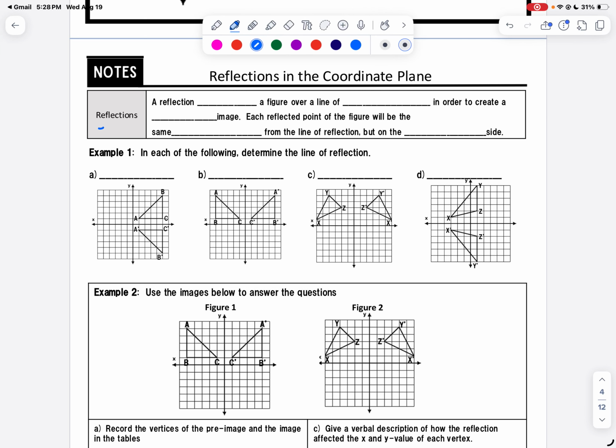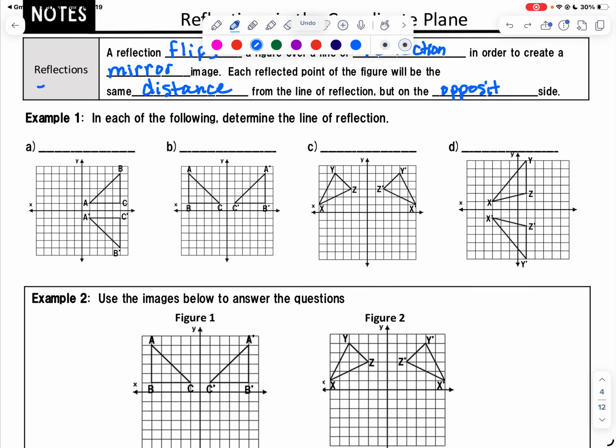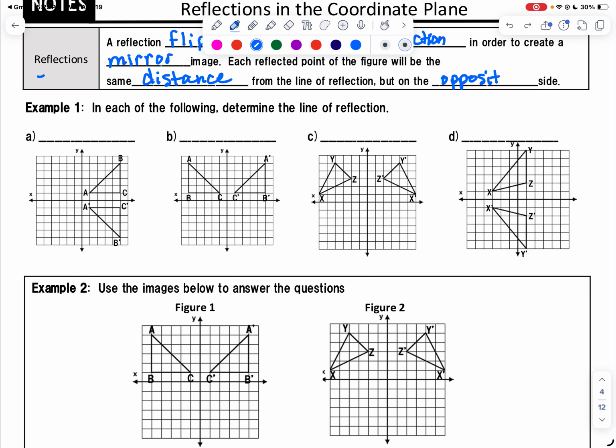In today's lesson, we will be exploring reflections in the coordinate plane. But first, let's review our definition. A reflection flips a figure over a line of reflection in order to create a mirror image. Each reflected point of the figure will be the same distance from the line of reflection, but on the opposite side. So in example 1, it says, in each of the following, determine the line of reflection.